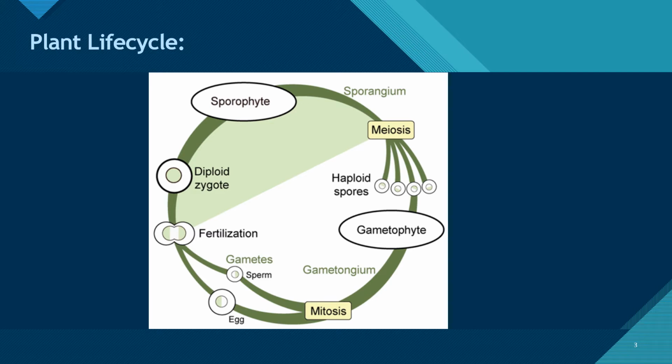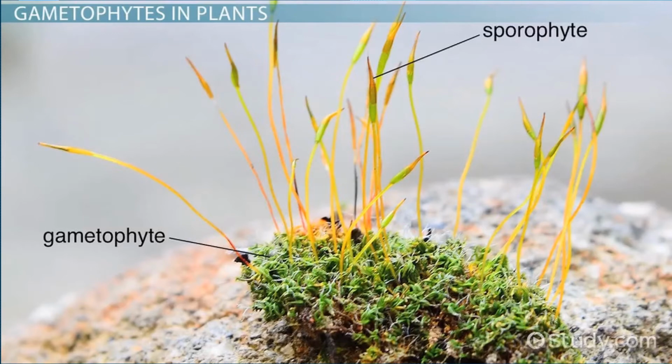So plants produce haploid spores, which grow into a haploid plant. Eventually, these haploid plants produce gametes that fuse to produce a diploid zygote. Then the diploid zygote is the end part, and that is what produces the plant. Now we can see the two different types here. At the top, we have the sporophyte, and at the bottom, a little bit more green and moss-like, is the gametophyte.